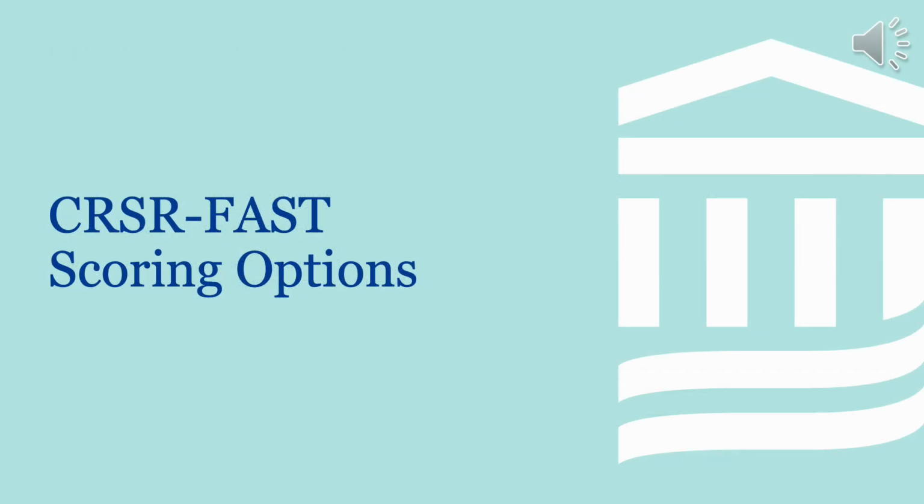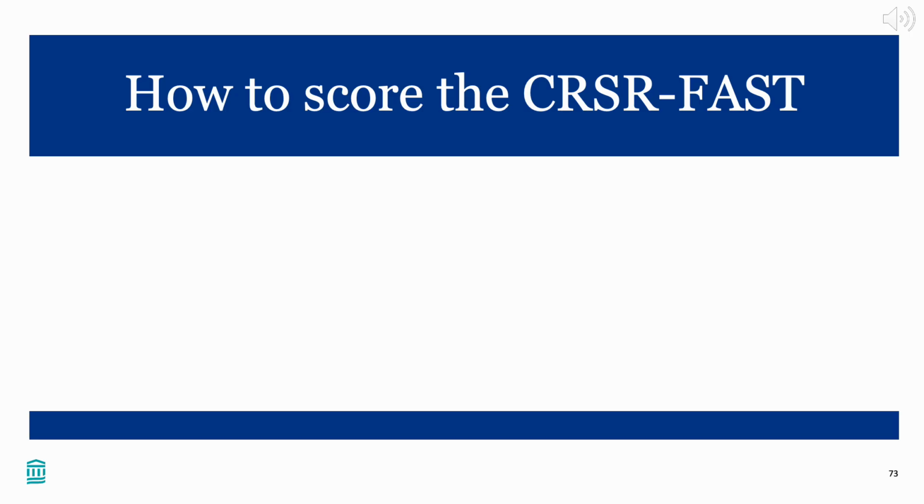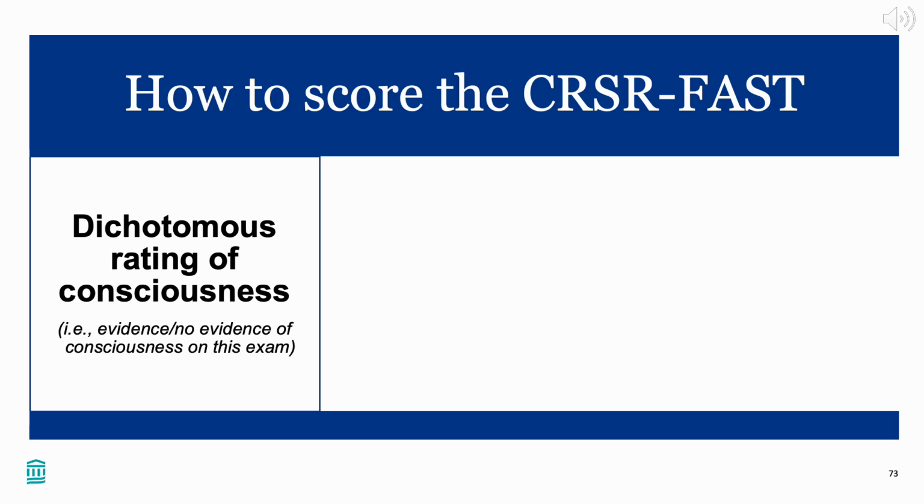There are a few different options to consider when scoring the CRS-R-FAST. Unlike the full-length CRS-R, which is scored as a total score between 0 and 23, the CRS-R-FAST does not generate a single total score. There are 3 distinct approaches to scoring the CRS-R-FAST: a dichotomous rating, a count of conscious behaviors, or diagnostic ratings for classification. Option 1, in its simplest form, the examiner can use a dichotomous rating of consciousness. If any of the 5 core behaviors are scored as present, the subject is considered conscious. If all 5 of the core behaviors are absent, there is no evidence of consciousness on this exam.